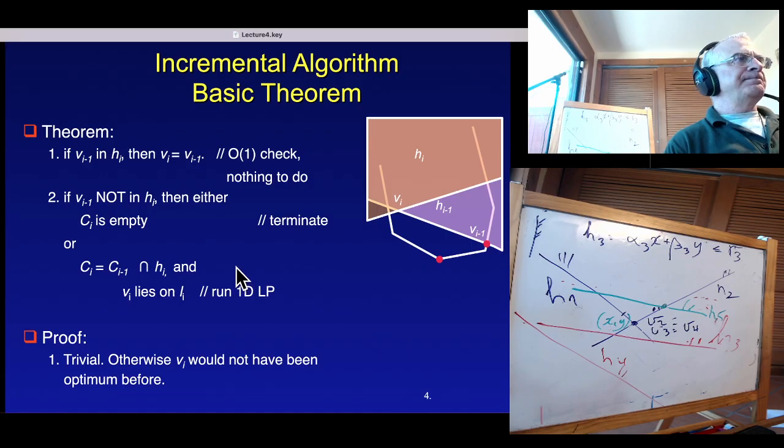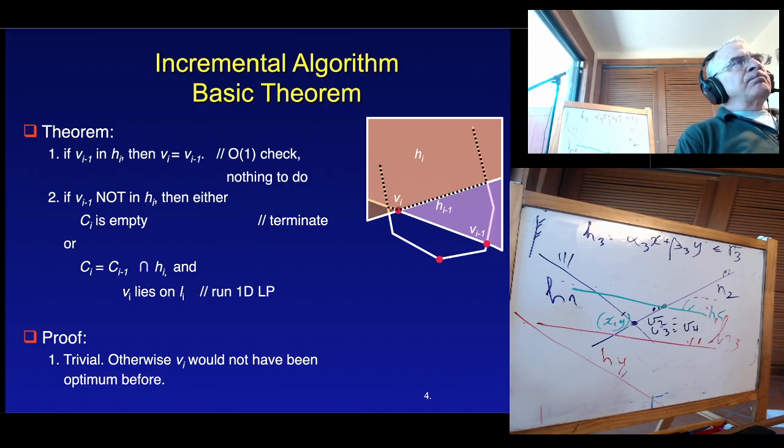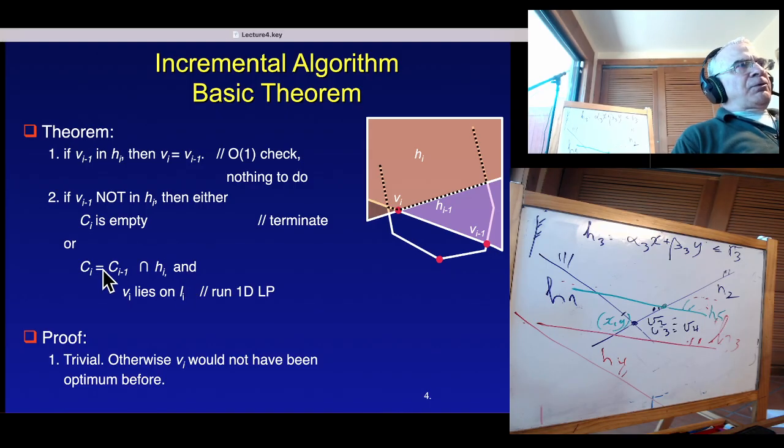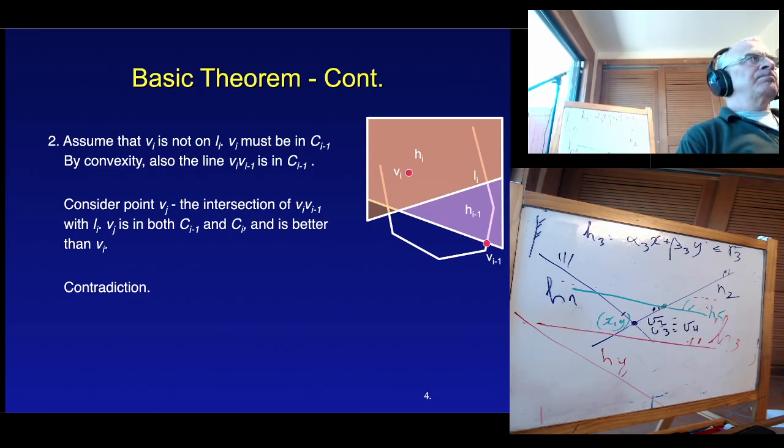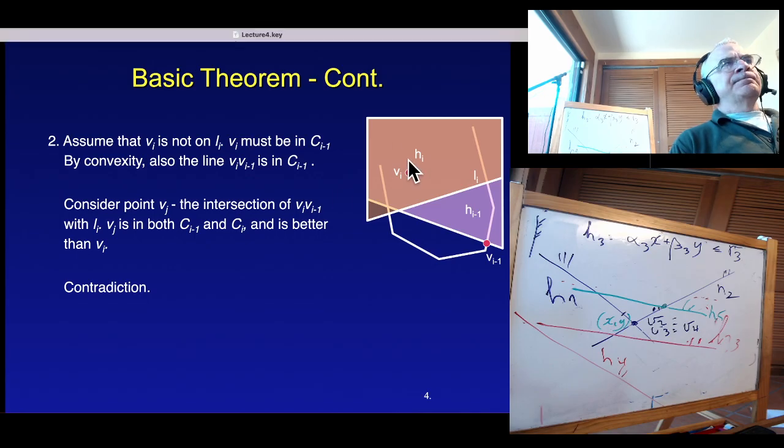So let's prove this theorem. Right? Case 1 is trivial. If v_i is on H_i, then you don't need to fix it. v_{i-1} is just v_i. And so what we need to prove is the second case, that v_i will lie on the line L_i, the line that bounds H_i, if there was a violation. So assume not. Assume that v_i is not on the line L_i.